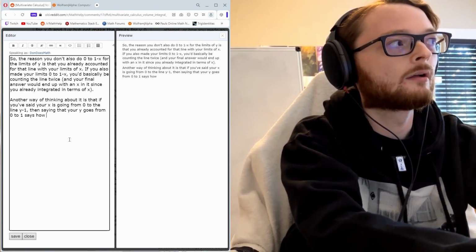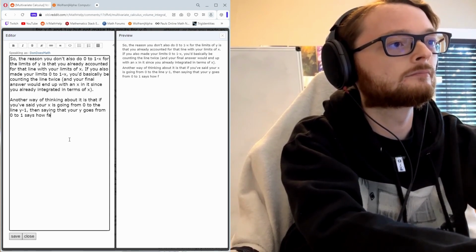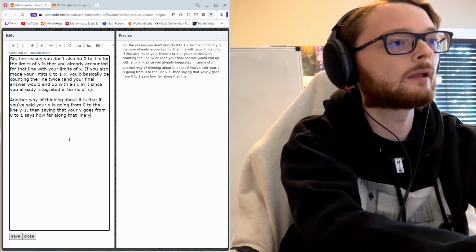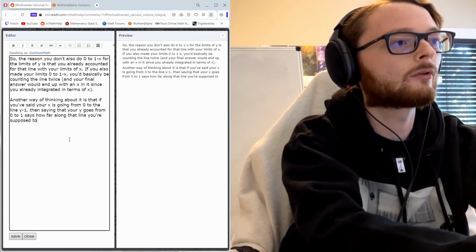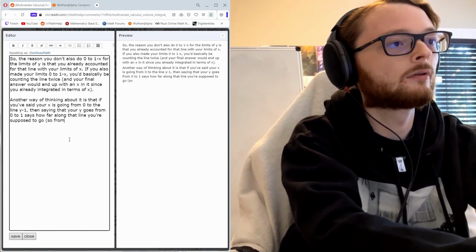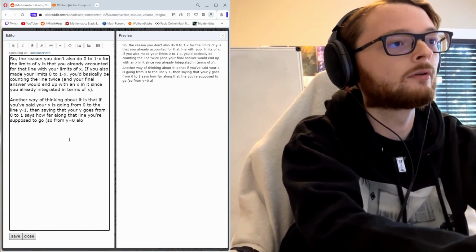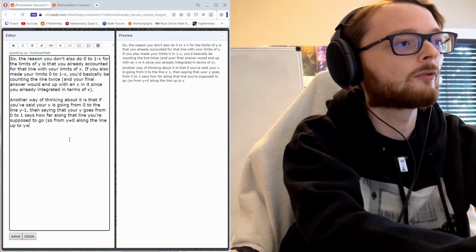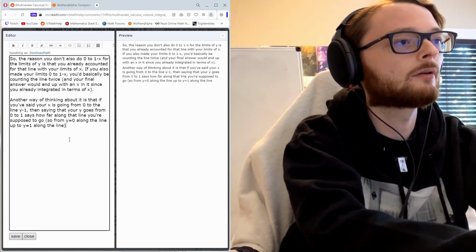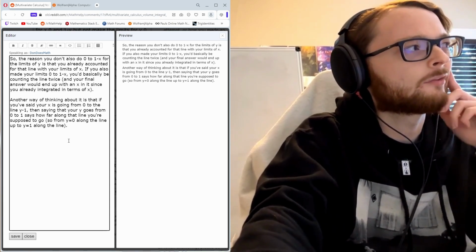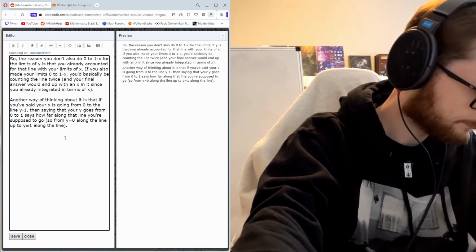Says how far along that line you're supposed to go. So from y equals 0 along the line up to y equals 1 along the line. And there's a third thing that I think I wanted to say, but I can't remember it now. What was it?